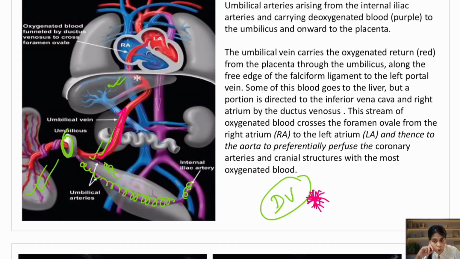Also, this umbilical vein supplies some blood to the liver, and from the liver, portal veins to hepatic veins to the IVC. This blood also goes to the right atria, then to the right ventricle, and from the right ventricle to the pulmonary arteries. But within the fetus this pulmonary circulation is not well developed. So what happens is there is this ductus arteriosus which takes the blood from the pulmonary artery to the aorta for supply of the rest of the fetus.